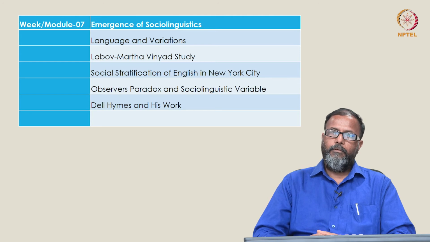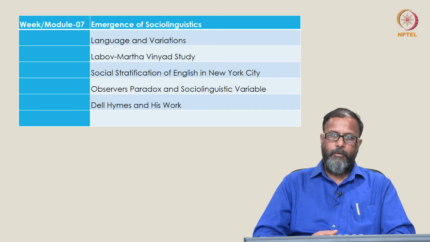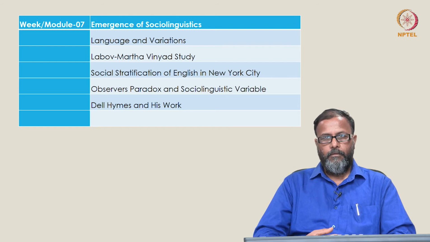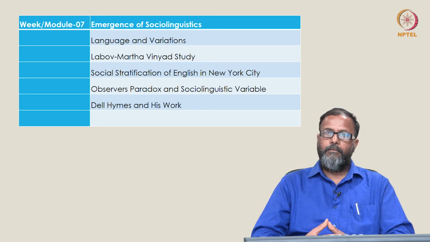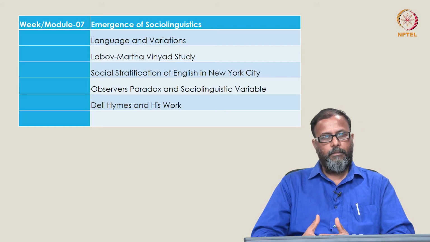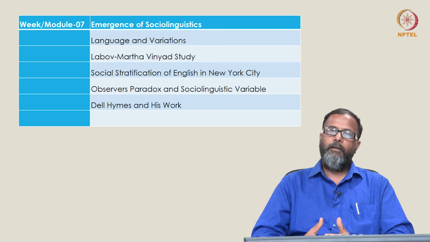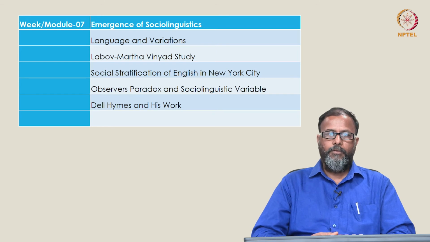We also talked about the social stratification of English in New York City, again done by William Labov, and two very significant concepts that we need to understand: observer's paradox and sociolinguistic variables. Then we talked about Dell Hymes and his contribution in shaping this newly emerged discipline. And we talked about communicative competence, the ethnography of communication, and the SPEAKING model by Hymes in this course. You can always go back and watch these videos again.